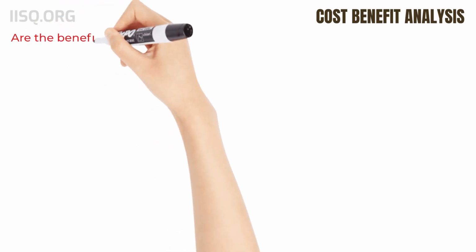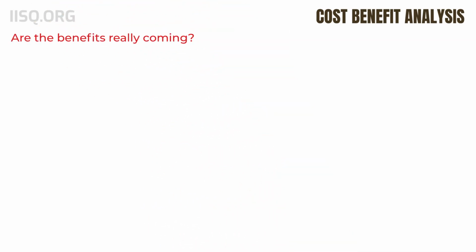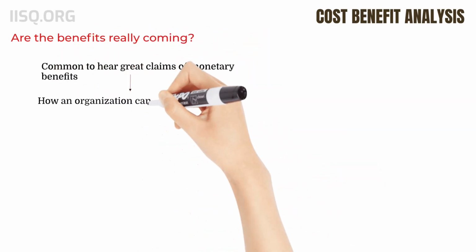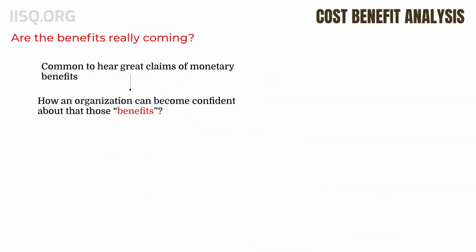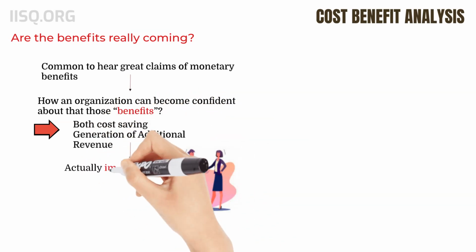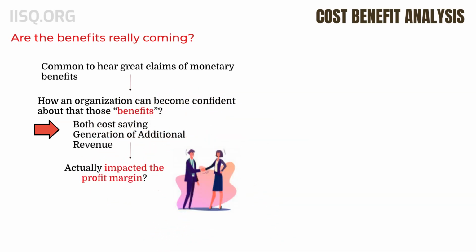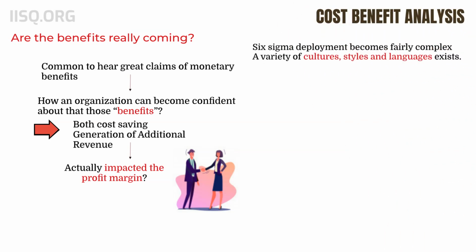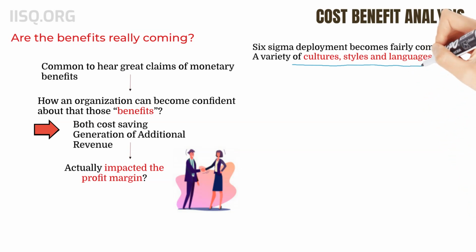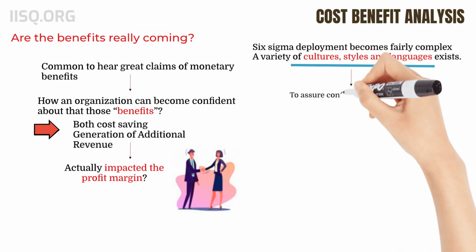Now the real question will be asked. Are the benefits really coming? It is common to hear great claims of monetary benefits from various improvement initiatives. How can an organization become confident that those benefits, both cost saving and generation of additional revenue, actually impacted the profit margin? The Six Sigma deployment becomes fairly complex if it involves a variety of cultures, styles, and languages.